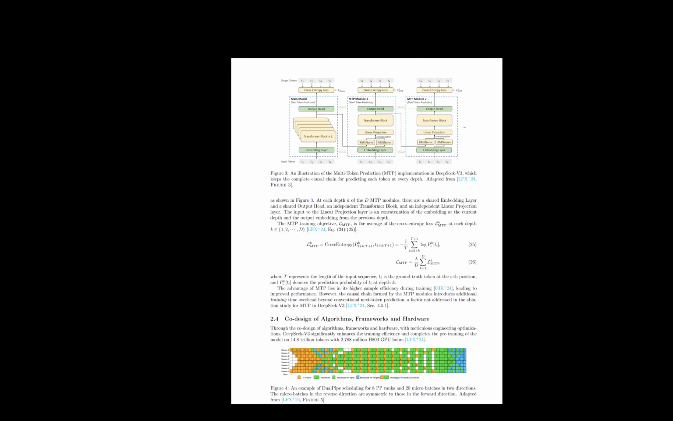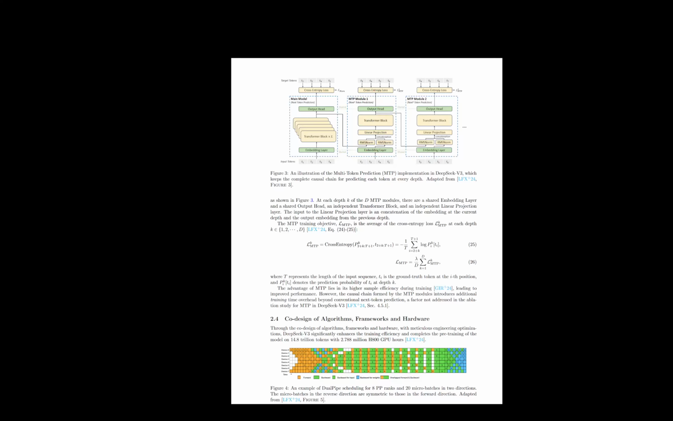The advantage of MTP lies in its higher sample efficiency during training, leading to improved performance. However, the causal chain formed by the MTP modules introduces additional training time overhead beyond conventional next token prediction, a factor not addressed in the ablation study for MTP in DeepSeek V3, Section 4.5.1.